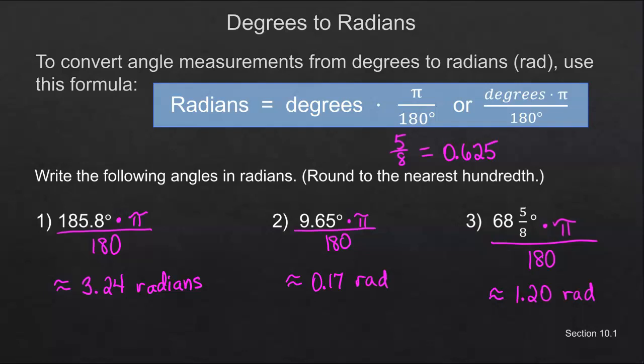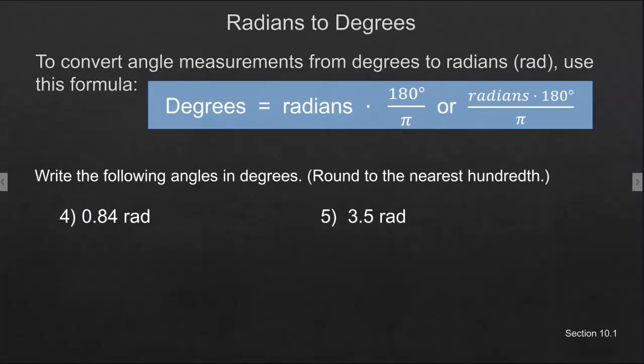Okay, so now we're going to go backward from that. We're going to convert our radians into degrees. And so then we have this other formula. Notice it's kind of upside down from what the one was before. So we take the number of radians and we multiply by 180 and divide by pi.